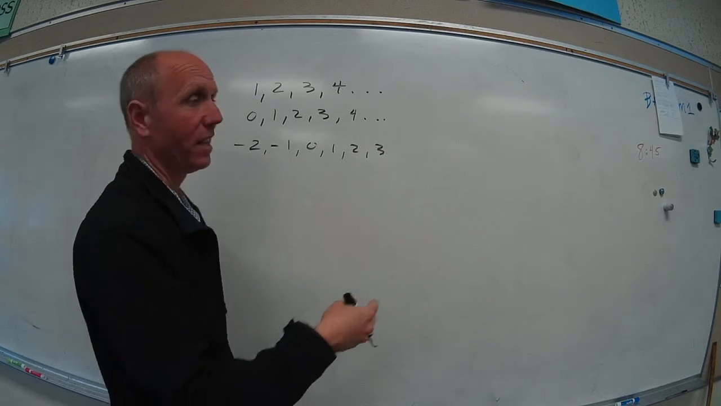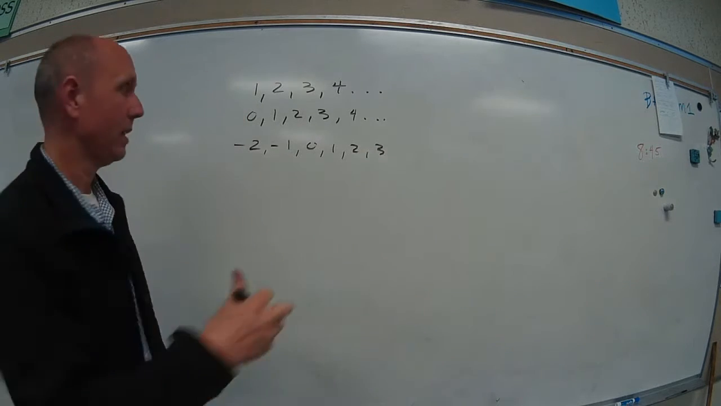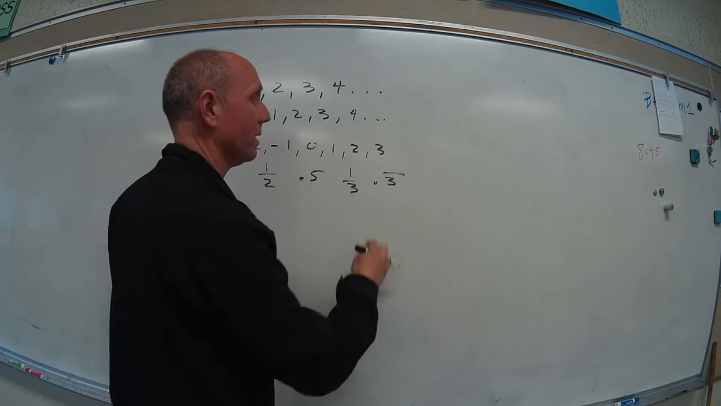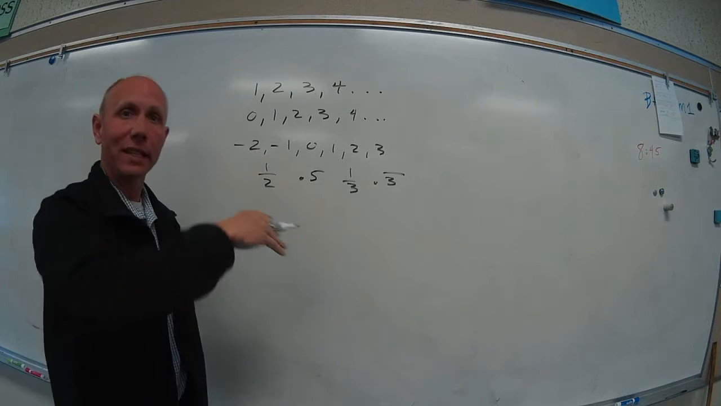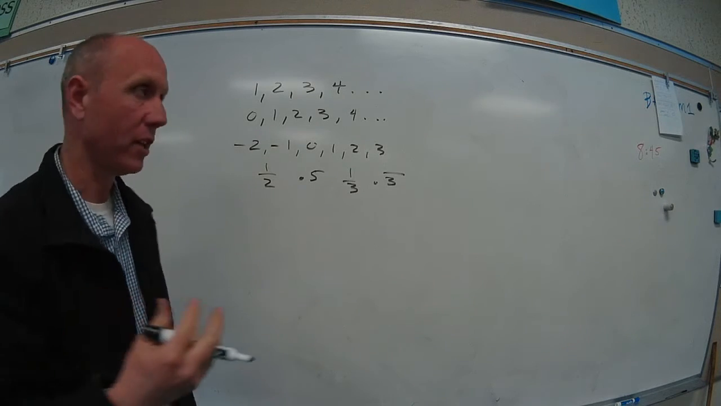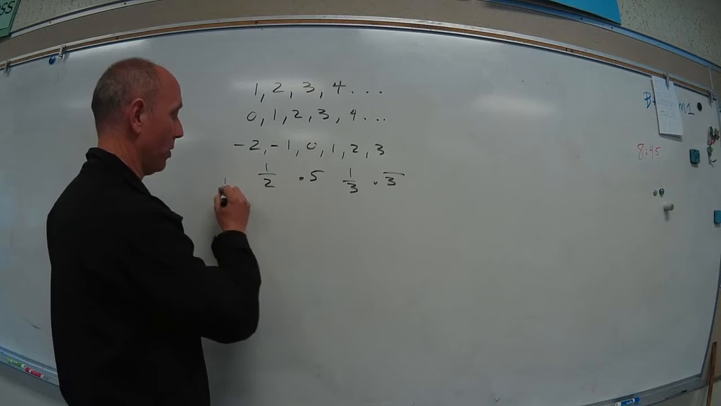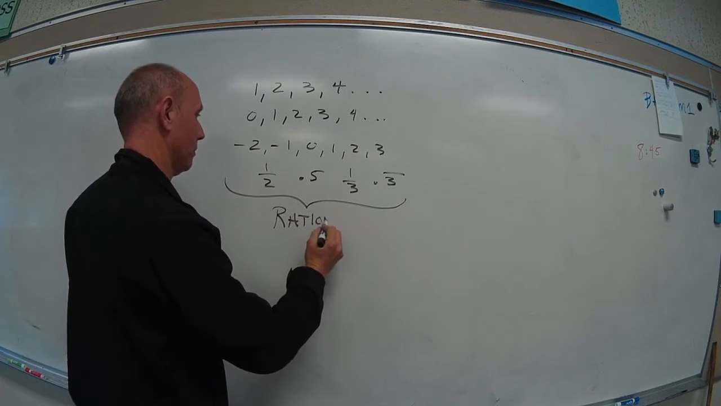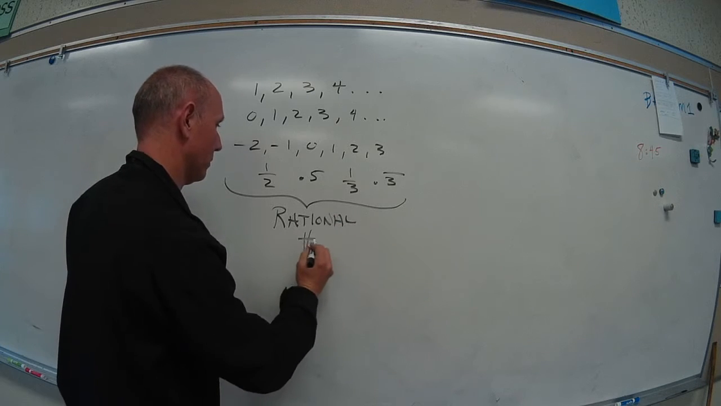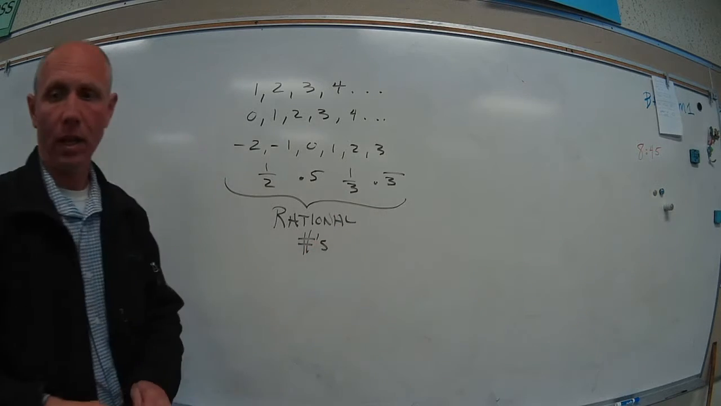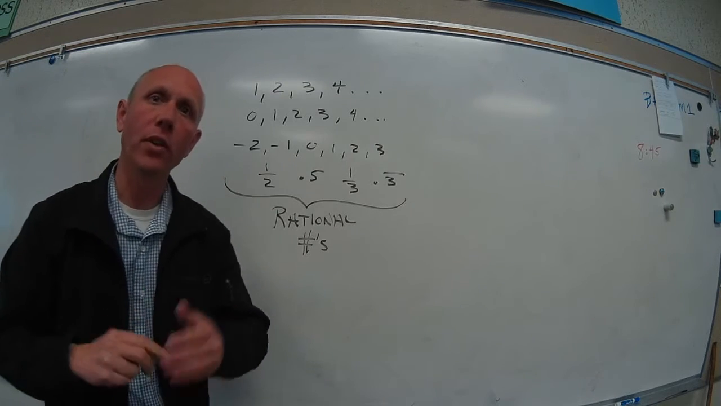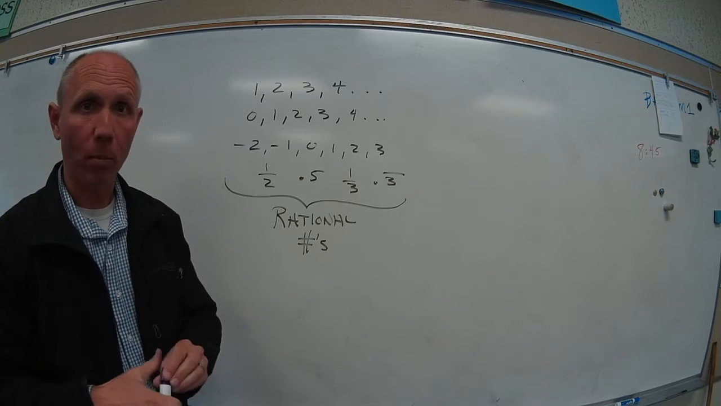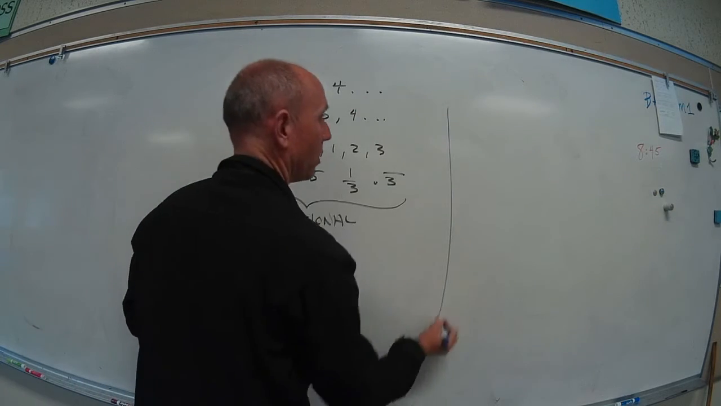These are the integers. Then we started throwing in the decimals, things like 1/2 and 0.5 and 1/3 and 0.3 repeating. All of these together form a number set called the rational numbers. So all of these numbers that you kind of grew up with are called the rational numbers. What we also have are a bunch of weird numbers that are called irrationals.